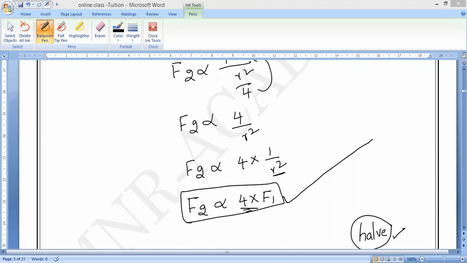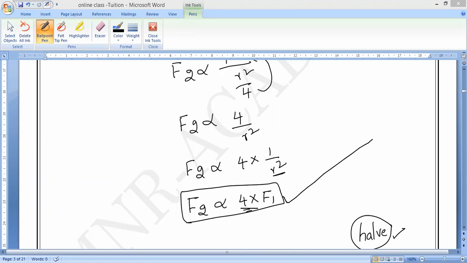Whether the body is present on the earth or in the celestial, it doesn't matter. What do you mean by celestial? Outer space: stars, planets, and satellites. Wherever it is, we can use it. That is why we call it the universal law of gravitation. So two words you should know the meaning of: terrestrial and celestial.